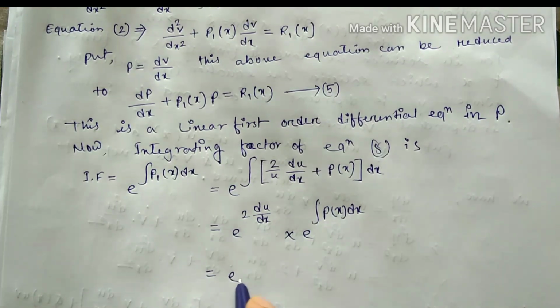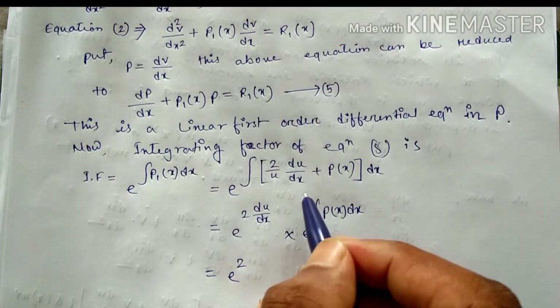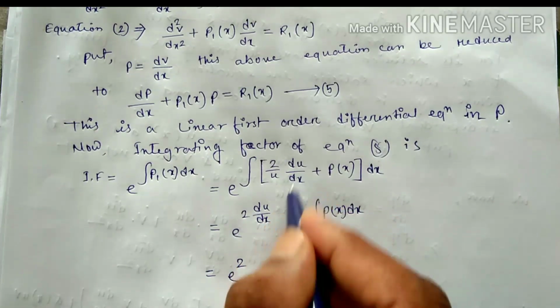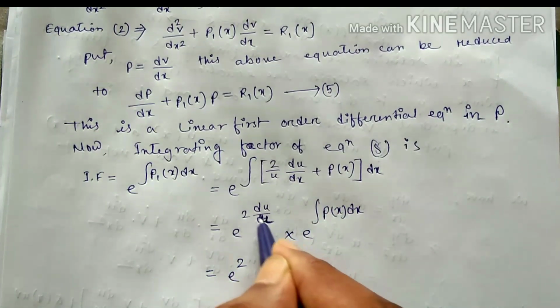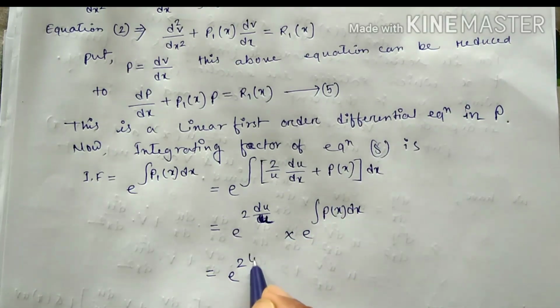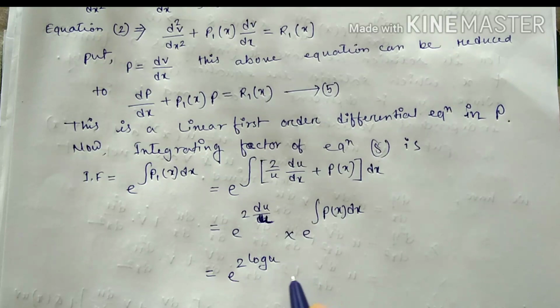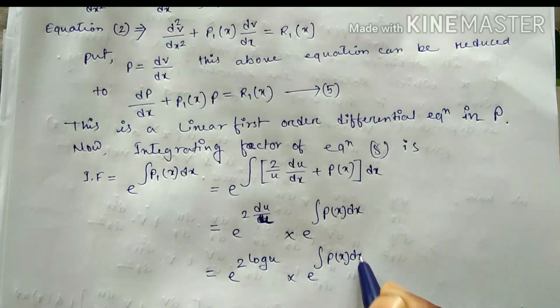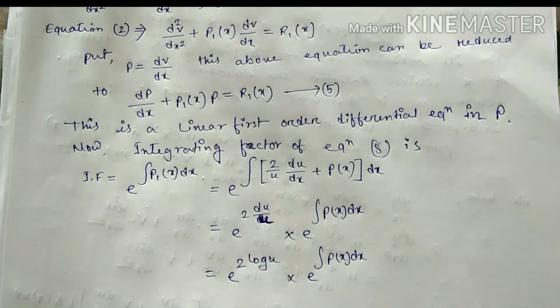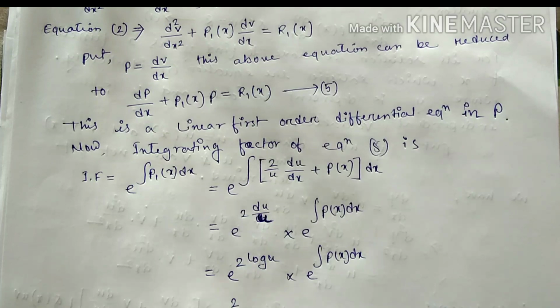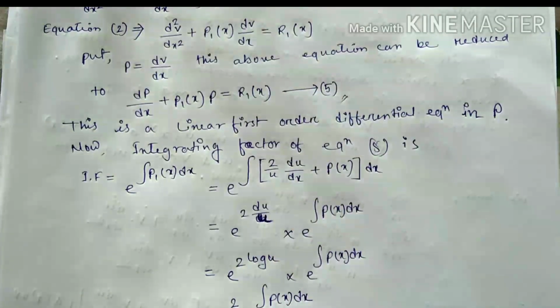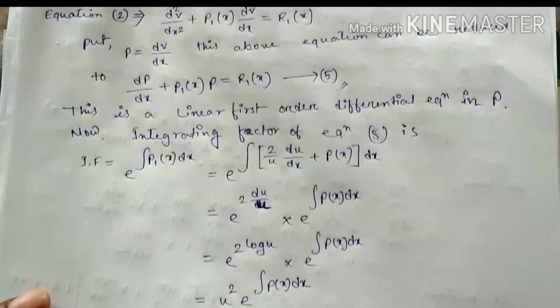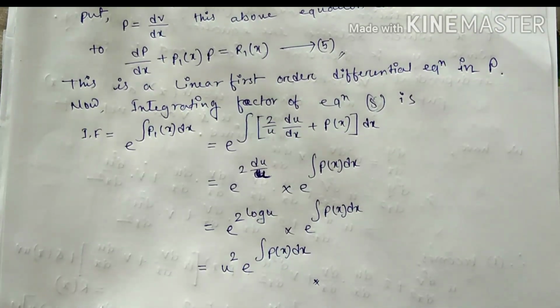This equals e to the power 2, dx cancel out, du by u, log of u, into e to the power integration p of x dx. This equals u square e to the power integration p of x dx, which is the integrating factor of the equation 5. Now we have to find the solution of the equation 5.